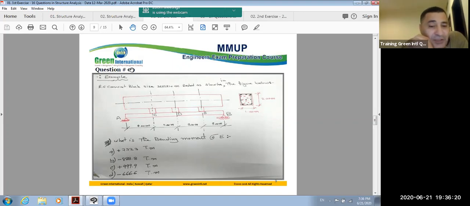Number 9, positive or negative, all of you? I got 7.6. Very good, guys. It is a positive moment because the reaction at support B, I will solve it now. The reaction at support B is giving a moment, negative, positive moment, tension down. We'll check. Also, try to solve this question and I will answer it again.